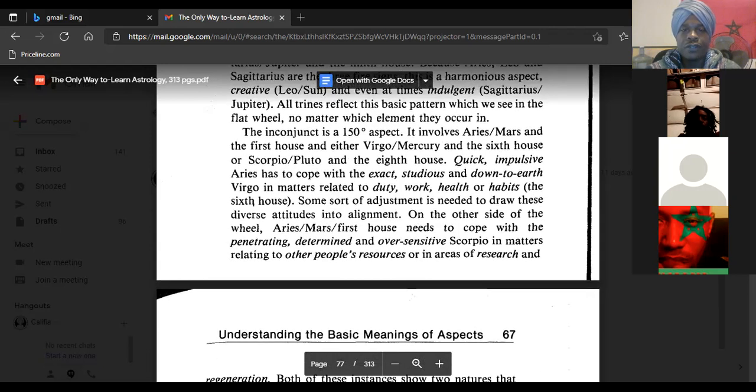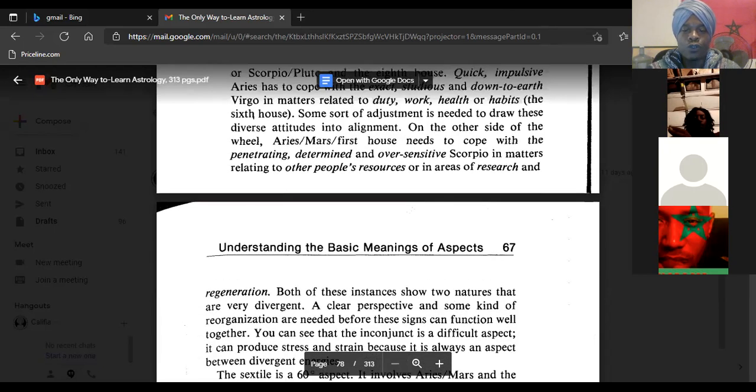The inconjunct is a 150-degree aspect. It involves Aries, Mars, and the first house, and either Virgo, Mercury, and the sixth house, or Scorpio, Pluto, in the eighth house. Quick, impulsive Aries has to cope with the exact, studious, and down-to-earth Virgo in matters related to duty, work, health, or habits, the sixth house. Some sort of adjustment is needed to draw these diverse attitudes into alignment. On the other side of the wheel, Aries, Mars, first house, needs to cope with the penetrating, determined, and oversensitive Scorpio in matters relating to other people's resources or in areas of research and regeneration.